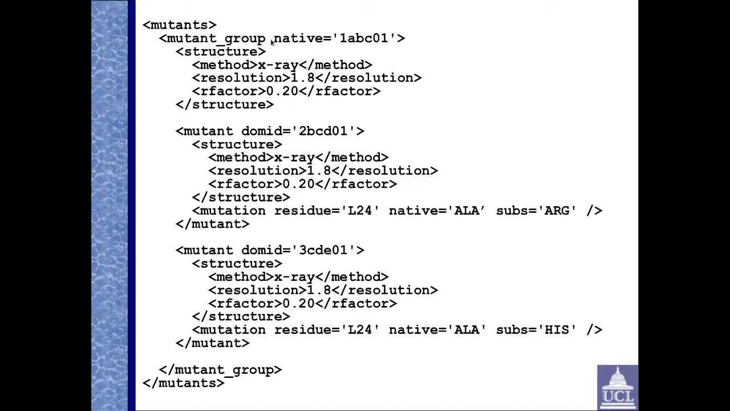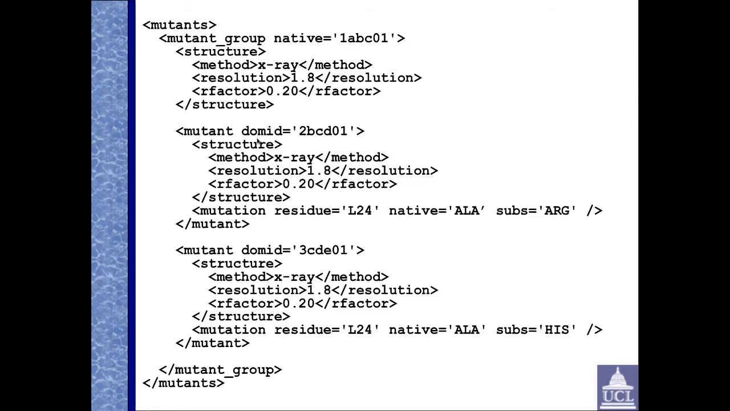And within this mutant group tag, we have what's called an attribute, where we're saying that the native structure, so the normal sequence, the unmutated sequence, is this particular PDB code, and this is a domain number. Then we're describing this mutant group, or in fact the native entry within it, using a structure tag. So we're opening it here, closing it here, and within that we have a method, a resolution, and an R factor. So these are measures of quality of the crystal structure.